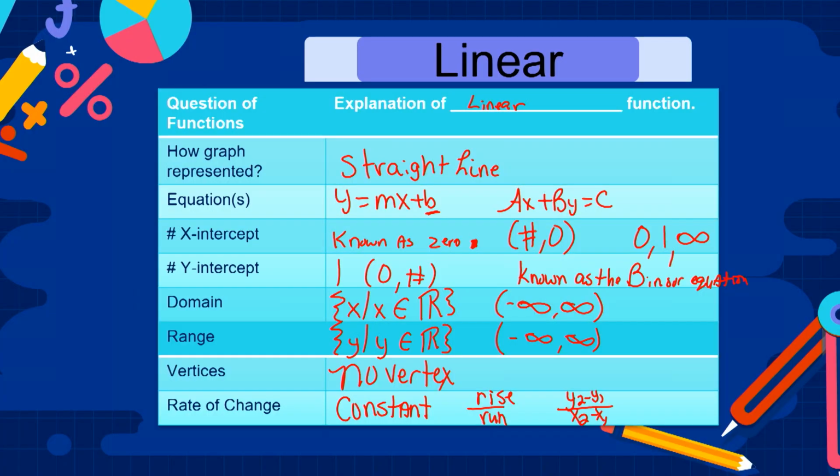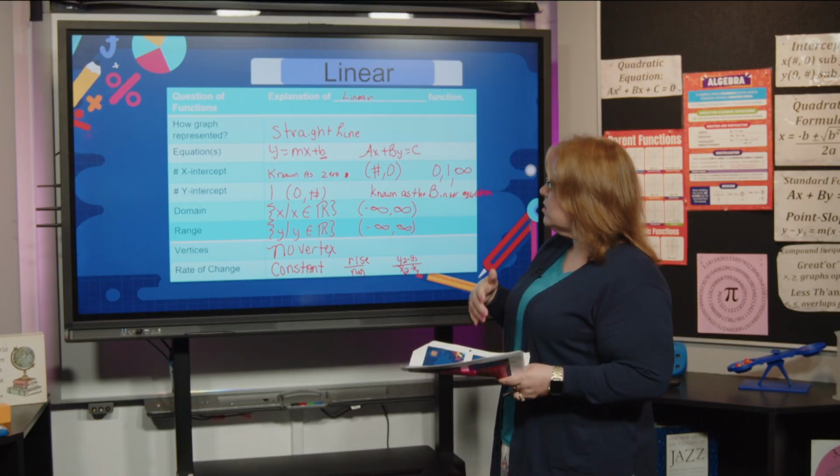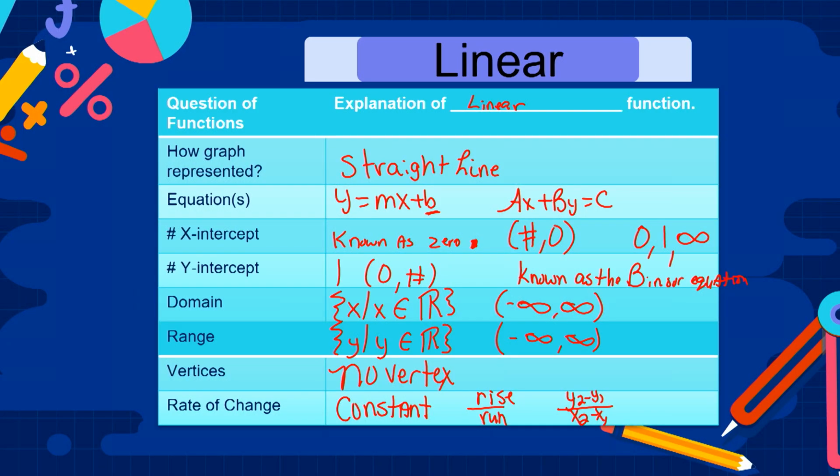Now, we've learned all of this. We've talked about how it's represented as a straight line. We've looked at y = mx + b, or standard form. We know that it's a zero for my y value and then a number for the x-intercept. We talked about how the b in my equation is my y-intercept, and how to look at the domain and range. We've also looked at the rate of change, or my slope, which is constant for a linear equation. So you want to make sure that you're remembering all of this.